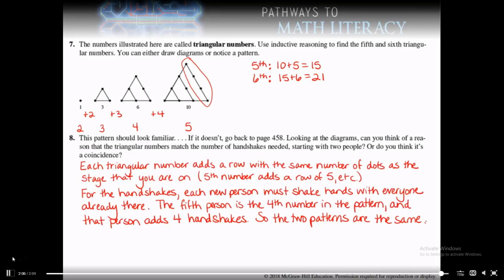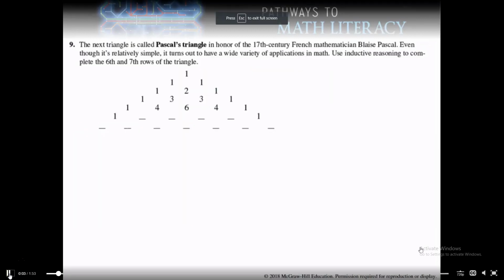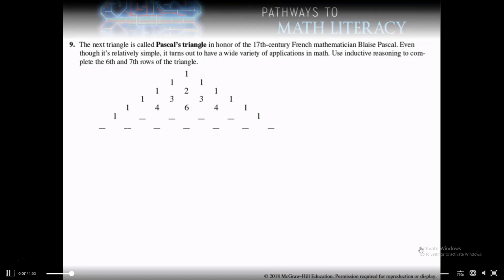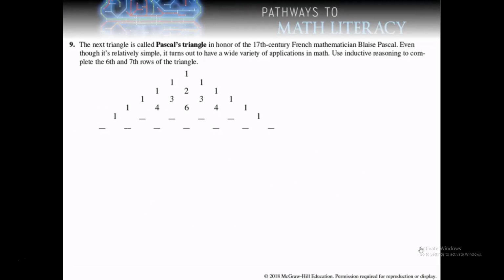So here we have what's called Pascal's triangle, and you're supposed to use inductive reasoning to figure out the missing numbers in the bottom 2 rows here. So looking at this pattern, we start with a 1, and then you can see that the 1s go down the outside on both the left and the right. The second row is just 1 and 1 then, but then when you get to the third row, the pattern changes, and there's another number other than 1.